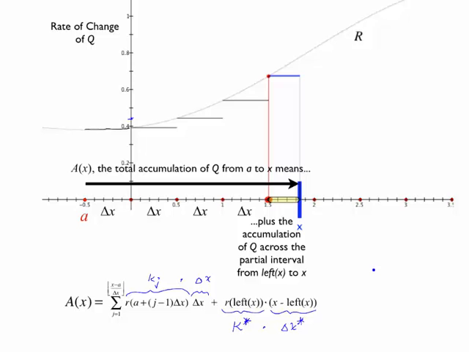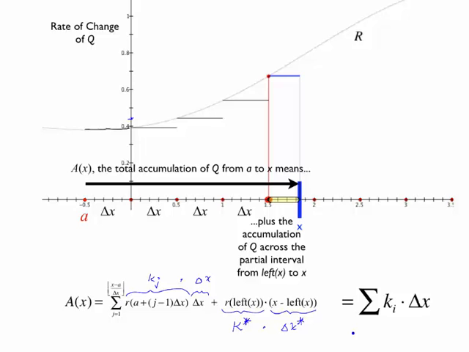Okay, you should have said it's a little bit of accumulation. It's the little bit of accumulation for this last little part from left X to X. It's the accumulation of Q across the partial interval, up till we get to our current value of X. So what is this? We sum up a bunch of K delta X's and then we add another K delta X. So in essence, this whole thing is just the sum of k delta x.